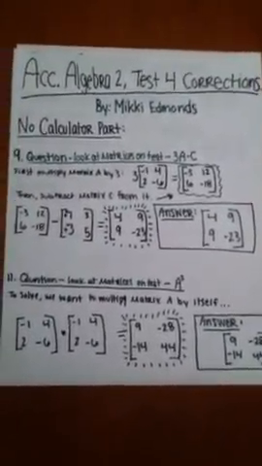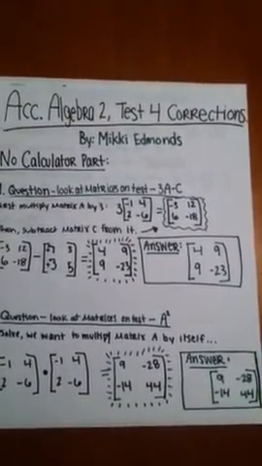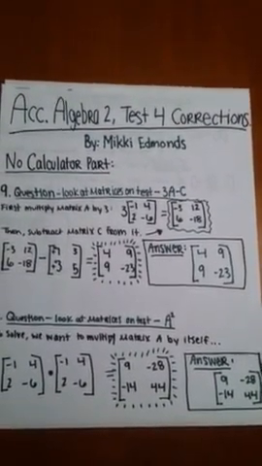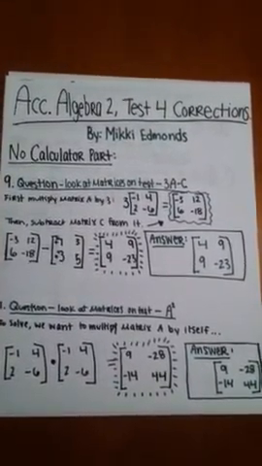These are my test 4 corrections. First with the no calculator part. The first question I got wrong is number 9. What you had to do is 3A minus C using the matrices that were given on the test. Here's A, so you multiply that by 3, and then you subtract C from it.